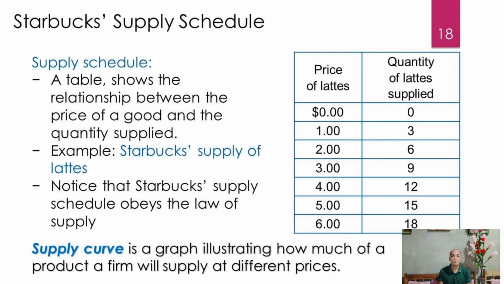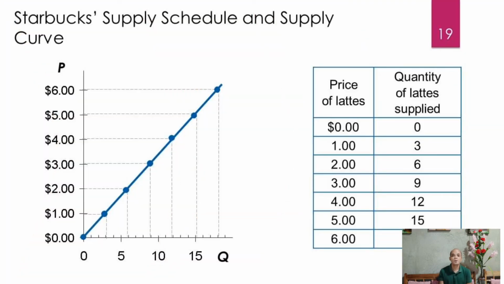After doing this supply schedule, we need to have a supply curve. So what is a supply curve? It is a graph illustrating how much of a product a firm will supply at different prices. Here is an example of a supply curve. On the right side, you can see the supply schedule, and on your left side is the supply curve. And it is seen and observed that it is really aligned with the supply schedule.